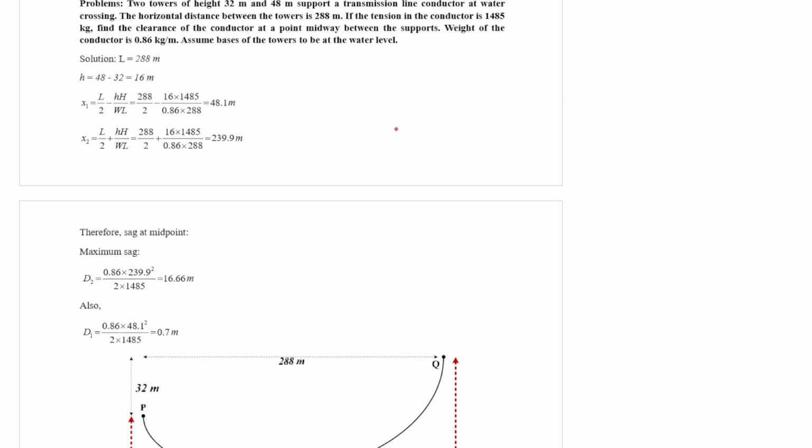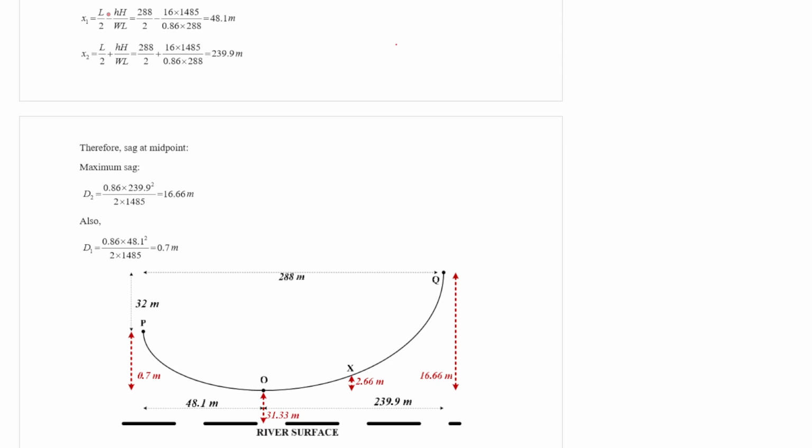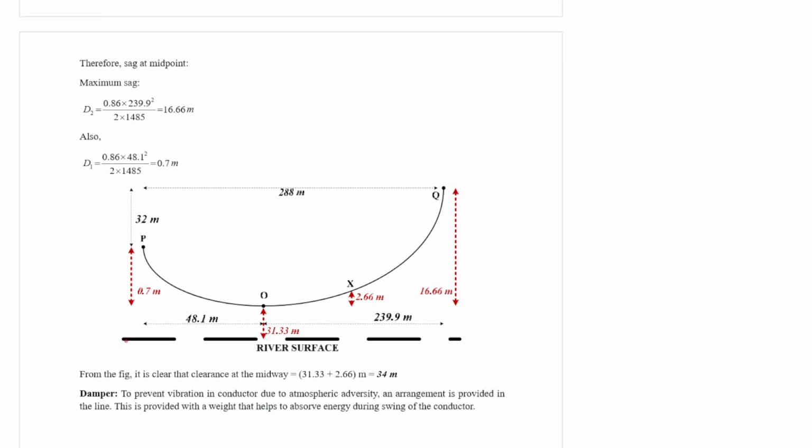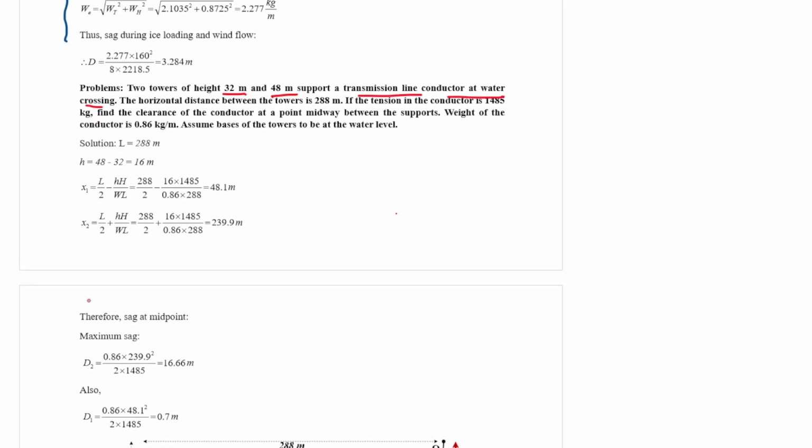Now two towers of height 32 meter and 48 meter support a transmission line conductor at a water crossing. Let us say this is a river. So from the river we have a conductor which is supported at 32 meter and 48 meter. Now assume the bases of the towers be at water level.